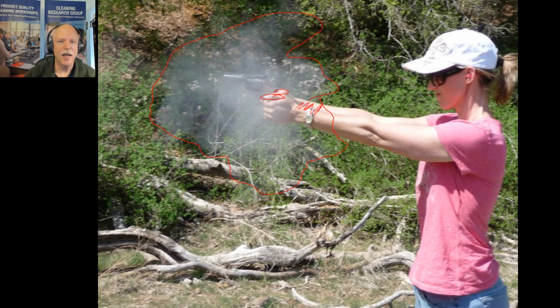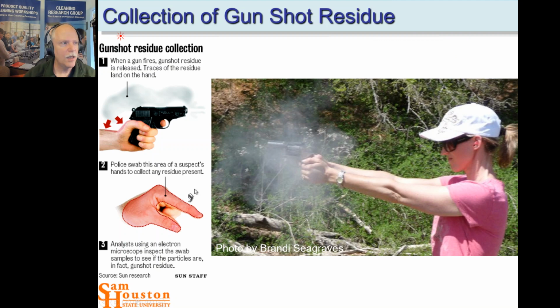So you can't necessarily tell whether the person fired the firearm or was just in the vicinity of a firearm. And if this were inside a vehicle, everybody in the vehicle would have gunshot residue on them because the vehicle's enclosed and this cloud would fill the whole vehicle. So we would collect that gunshot residue here on the hands, most in particular.